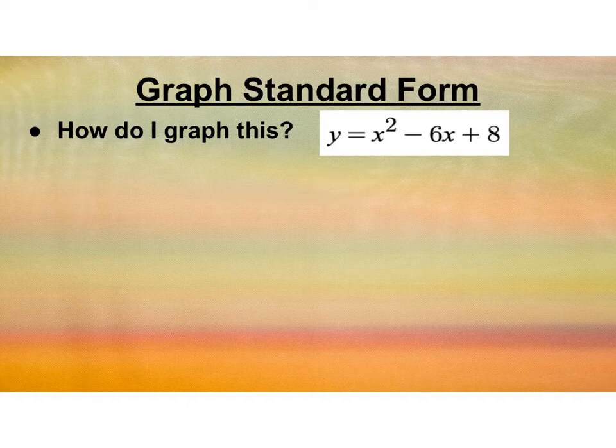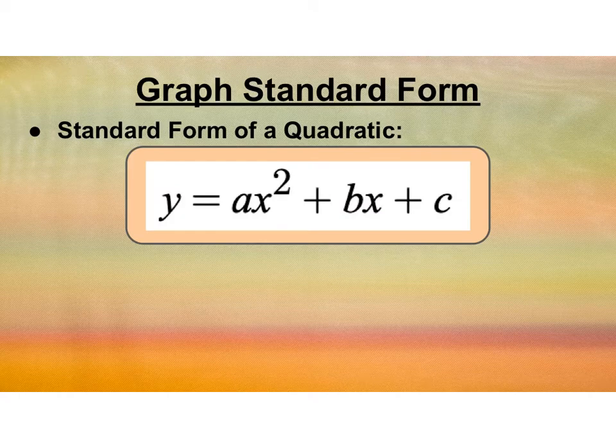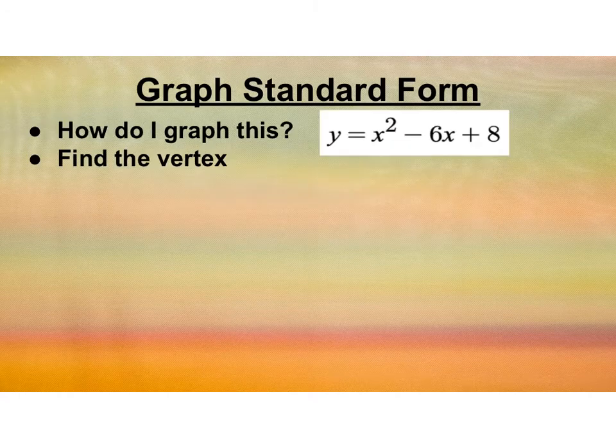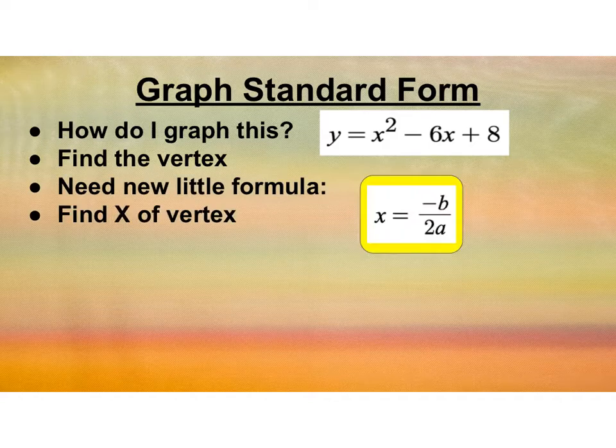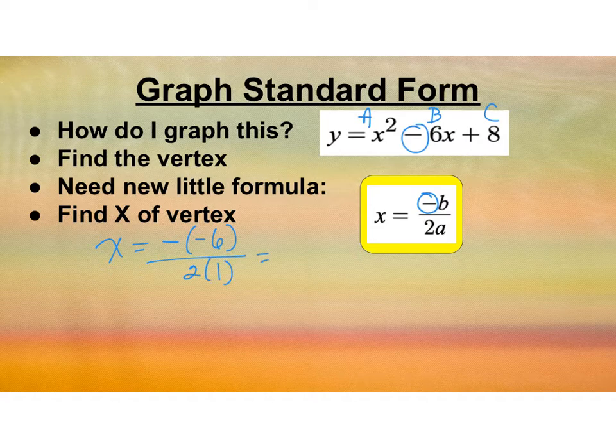So let's go back to how we graph from standard form. We know standard form from our factoring. We talk about ax squared plus bx plus c. And let's look at this example to try and find the vertex. Finding the vertex is not as easy as from vertex form. We need a little formula. So the little formula is x equals negative b over 2a, and again, a is 1, b is negative 6, and c is 8. So let's find the x of the vertex. So x equals, the negative is built into the formula, and I have a negative 6 there, so it's negative 6 all over 2 times 1, or 3. So I know the x of my vertex is 3.